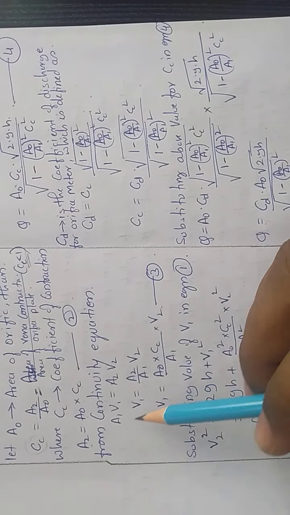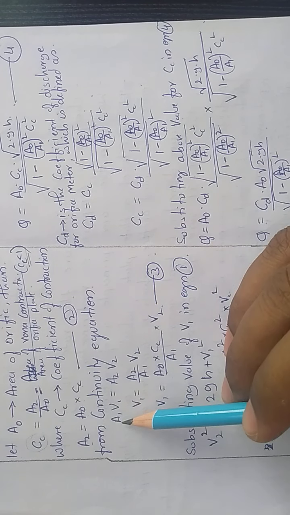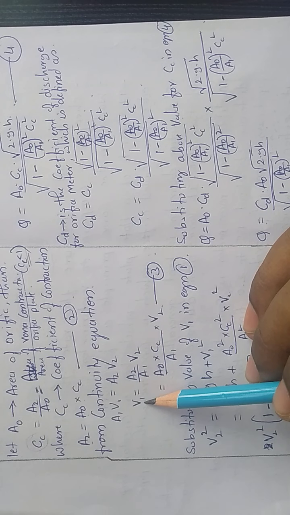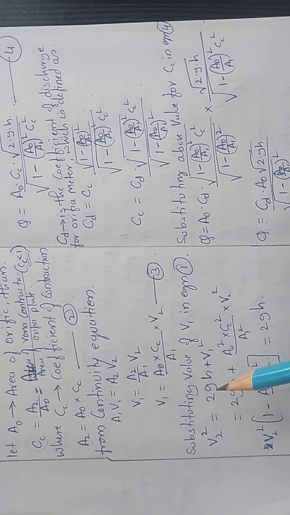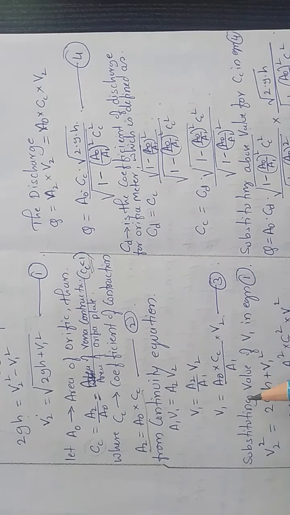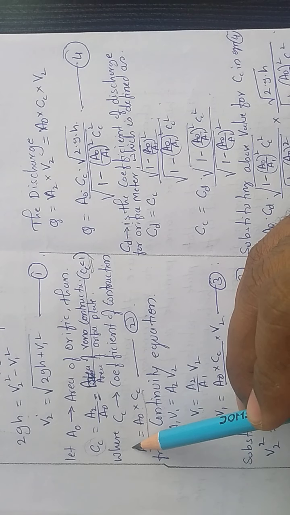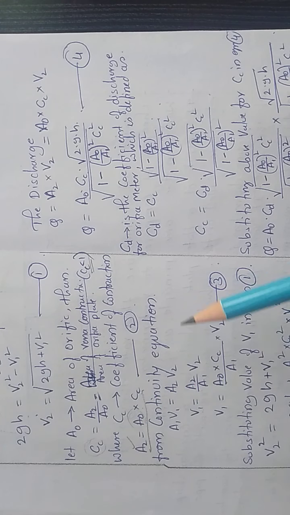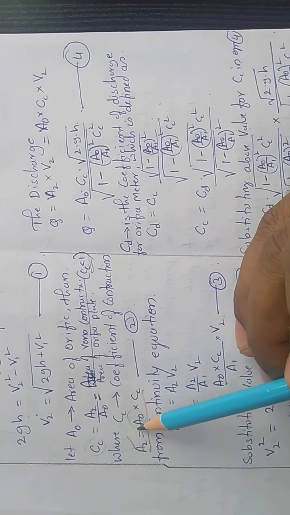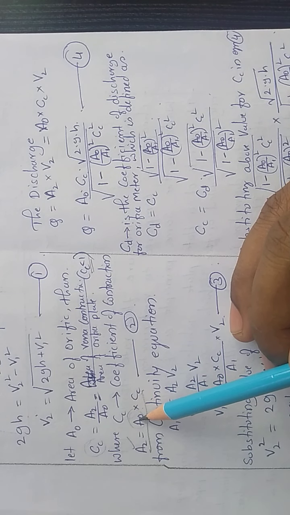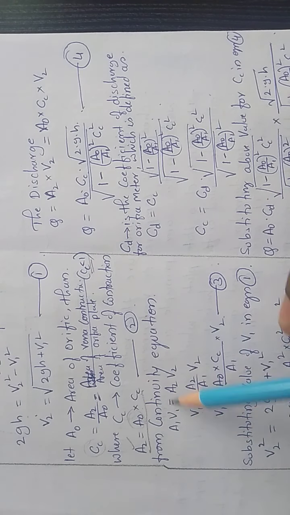From the continuity equation, A1 V1 is equal to A2 V2, so we get V1 is nothing but A2 by A1 into V2. Now A2 is nothing but A0 into Cc. Look here, I am just converting this area of the vena contracta and writing it in terms of the area of the plate. Ultimately, at the end, we would like to write the expression in terms of the cross section area of the pipe and the cross section area of the orifice plate. That's why we are converting all this.